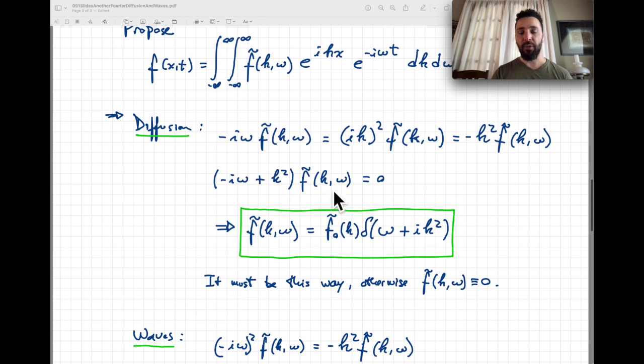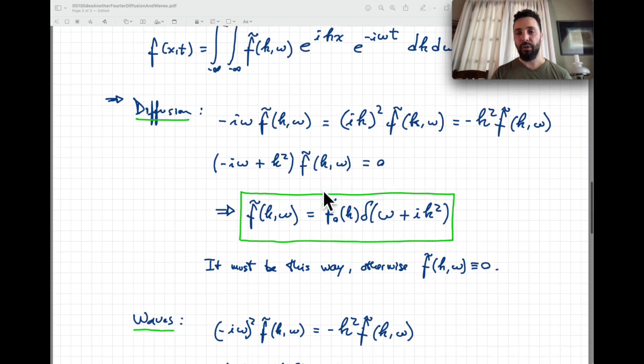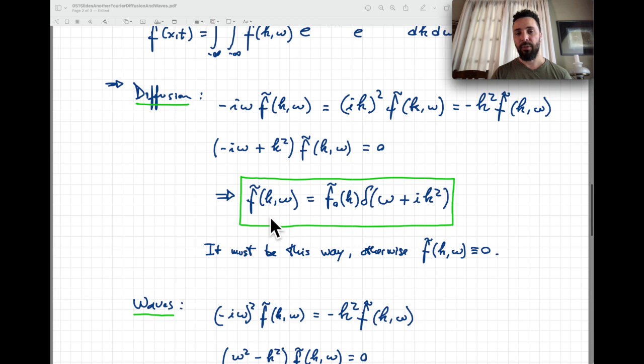And what does this tell us? Well, this tells us that either f tilde of k omega is 0 everywhere, or somehow k squared is equal to i omega. And in reality, if you look closely at this equation, what this is telling us is that for all those points where this factor doesn't vanish, f tilde has to be 0. And so what we're looking for then is a solution that has this form, where f tilde of k omega is some function of k, which I'm going to call f0 tilde of k, times the delta of omega plus i k squared.